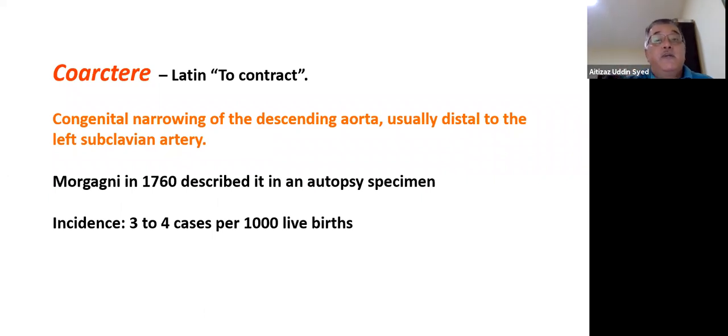And it's a congenital narrowing of the descending aorta, usually distal to the left subclavian artery, the most common site. And I'm sure by now all of you have seen it. It was described by Morgagni in 1760 in an autopsy specimen. And the incidence is about 3 to 4 cases per 1,000 live births. So it's not very uncommon. You do encounter it in all the cardiac centers pretty much regularly.